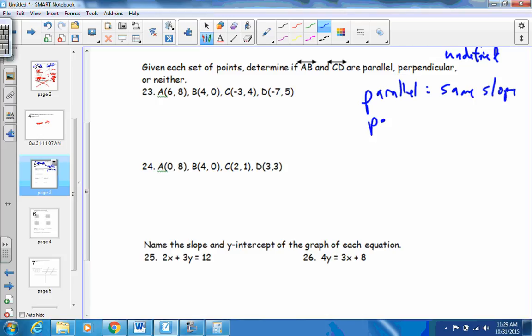For them to be perpendicular, you'd have to have opposite signs, and they'd have to be reciprocal slopes. So we'll just do number 24. We'll do one of those.